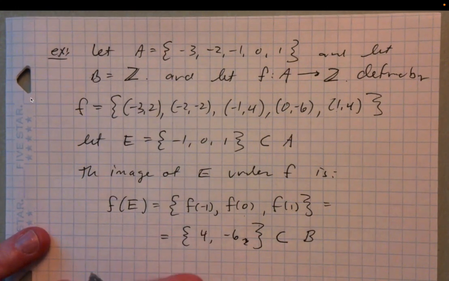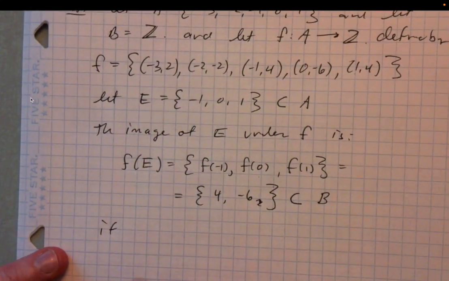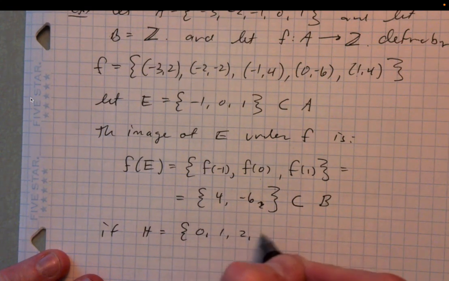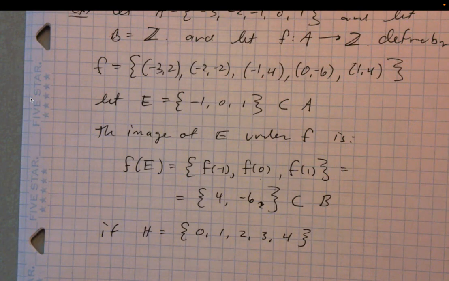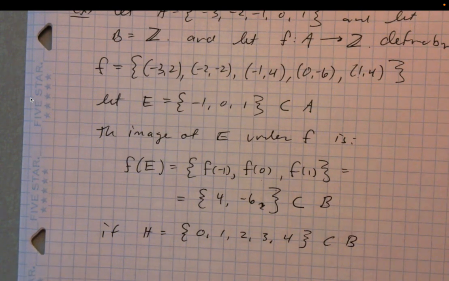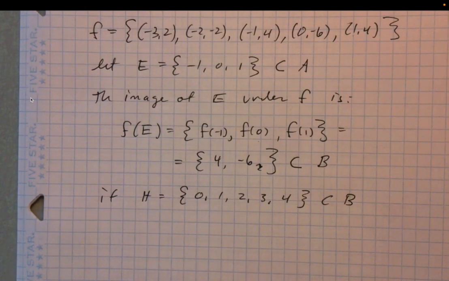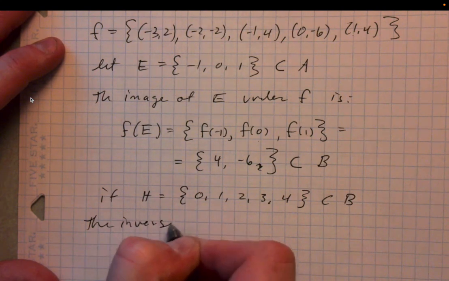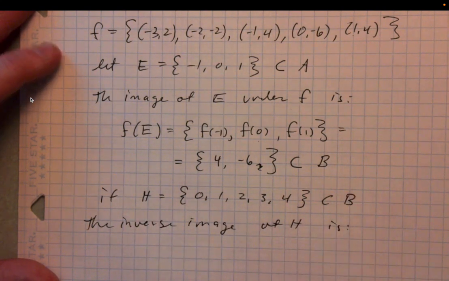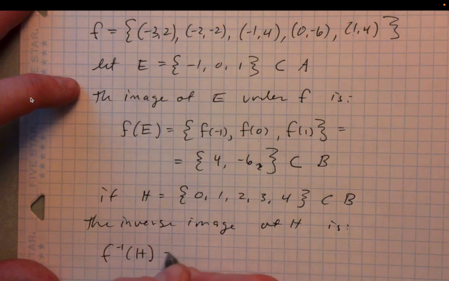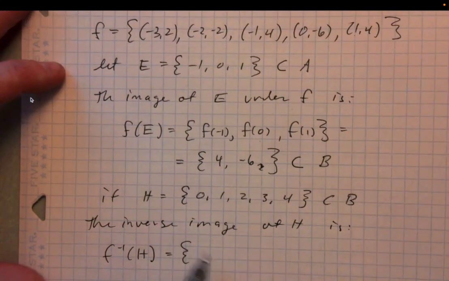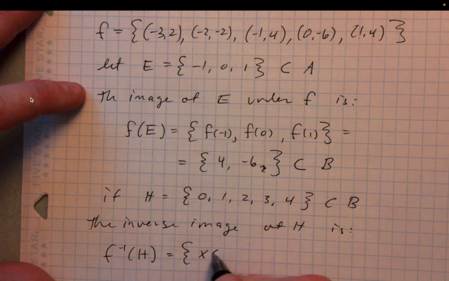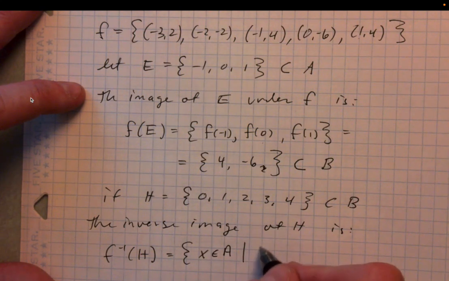Now let's do the reverse thing. If H is equal to, we'll say, 0, 1, 2, 3, and 4, this is obviously a subset of B. Then what is the inverse image of H? F inverse of H is equal to all of the things in A that map to these elements. In notation, it would be all of the X in A such that F of X is in H.